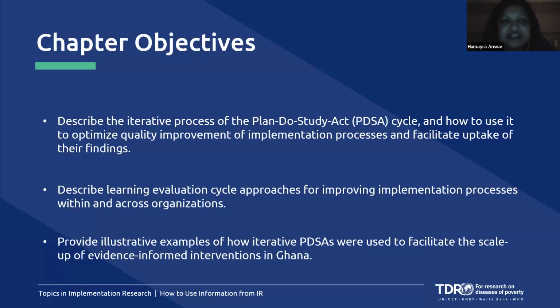So in this chapter, as I said, we will describe the iterative learning process of the plan, do, study, act cycle and how we can use it. And we will also describe the learning evaluation approaches for improving the implementation process. And also we will try to give an example of this PDSA cycle from a case study from Ghana. Okay? So let's move on.